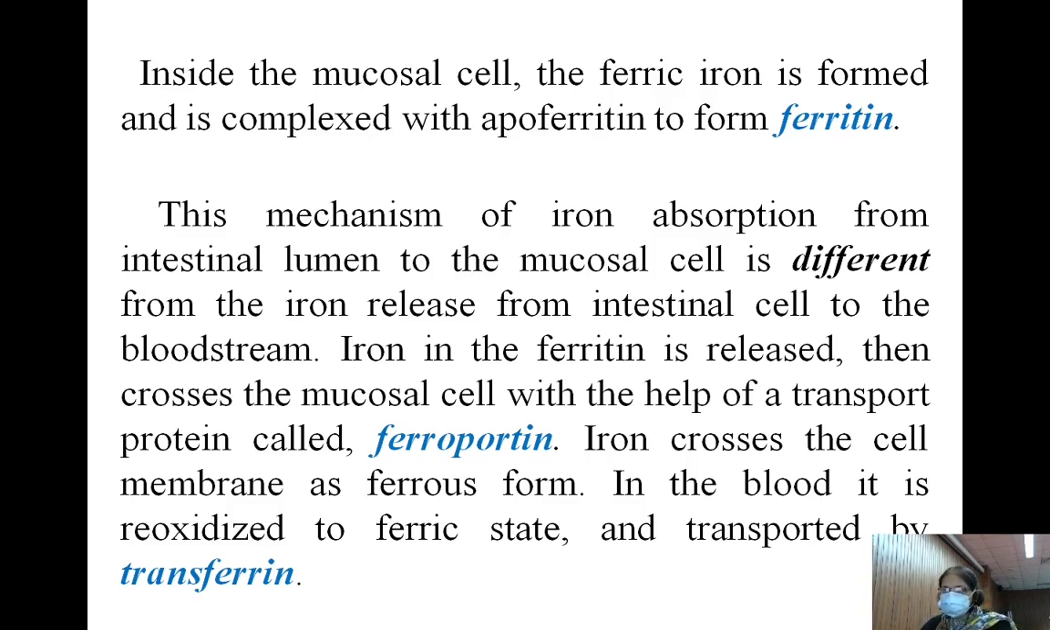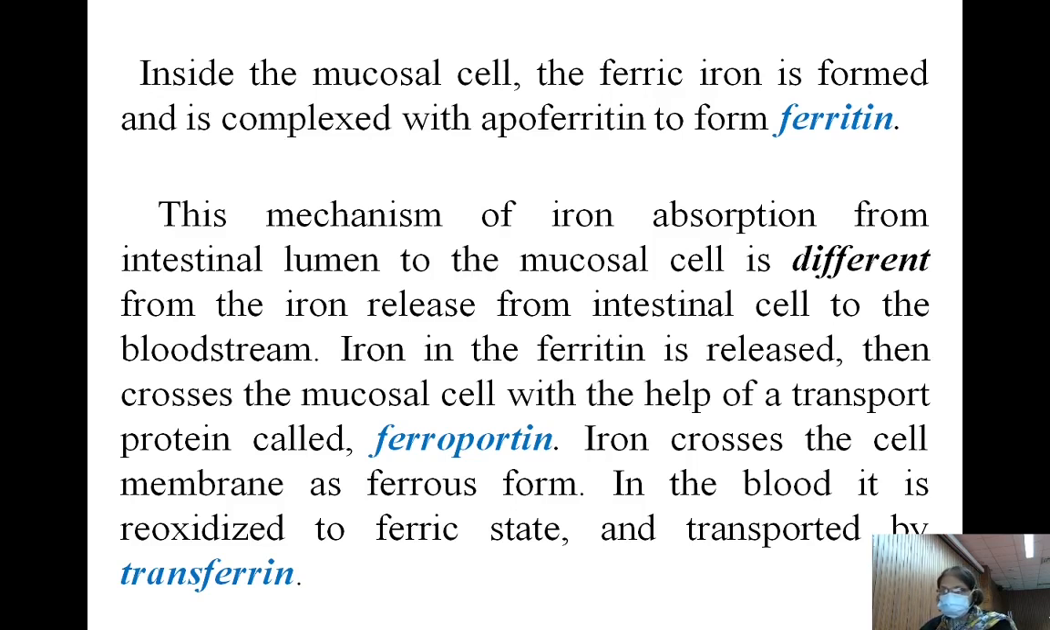Inside the enterocyte, the mucosal cell, whatever iron is absorbed is converted into ferric and stored as ferritin. At the time of release from the mucosal cell to the bloodstream, the iron of the ferritin is released and crosses the mucosal cell with the help of a different transporter protein. Now it is ferroportin, a different transporter, ferroportin, located just opposite to the epithelial lining wall of the mucosal cell.